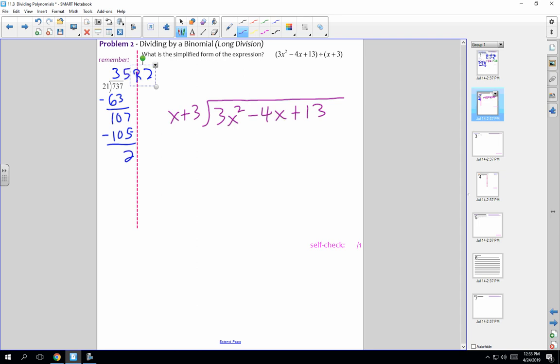So here's what you do. You take the x, just the x, and you're going to divide it just into 3x squared, just like we've been doing. 3x squared divided by x is what? It's 3x. So you write the 3x right up here. That's the first step.